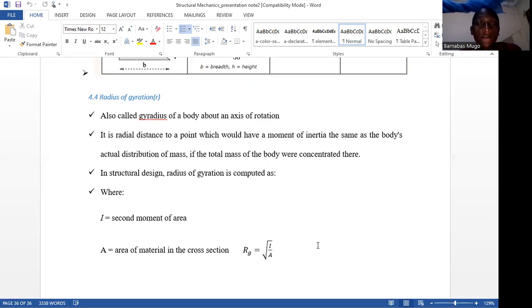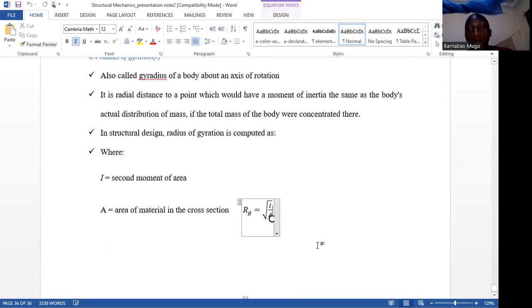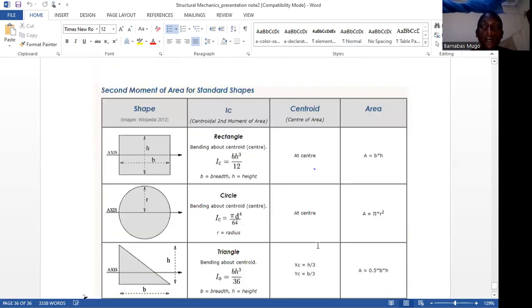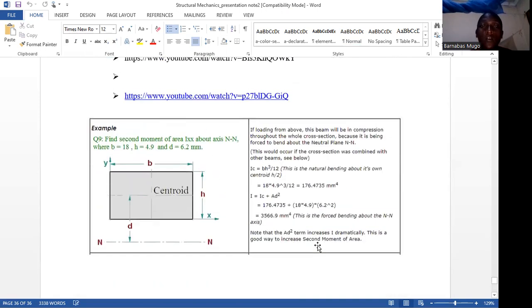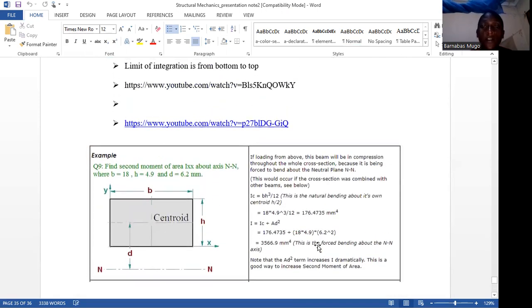In structural design, the radius of gyration is computed as you can see from that formula. Rg, which is the radius of gyration, or we can just call it K, is going to be given by the root of the second moment of area I over A. A is the area of the material, and by doing so, we can obtain the second moment of area. Before we terminate, it is good for us to watch this video.